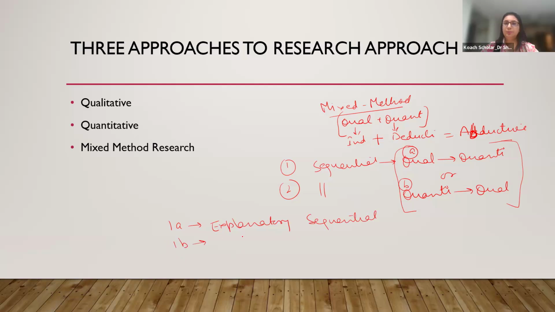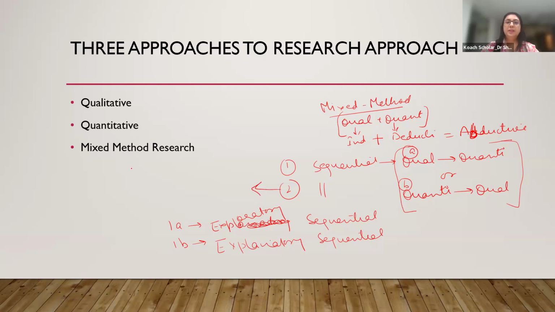When you do a quantitative first, right? Sorry, this is exploratory, not explanatory. When you do a qualitative first, it's exploratory sequential. And when you do a quantitative first, then it is explanatory sequential. These are the two types of sequential research.